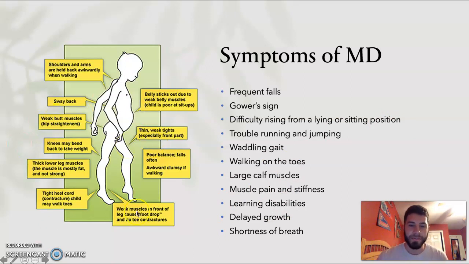So it's very useful. Some of the other symptoms of muscular dystrophy are frequent falls, Gower's sign, difficulty rising from a lying or sitting position, trouble running and jumping, waddling gait, walking on the toes, large calf muscles, muscle pain and stiffness, learning disabilities, delayed growth, and shortness of breath. So as you can see, there are many different types of symptoms for muscular dystrophy.